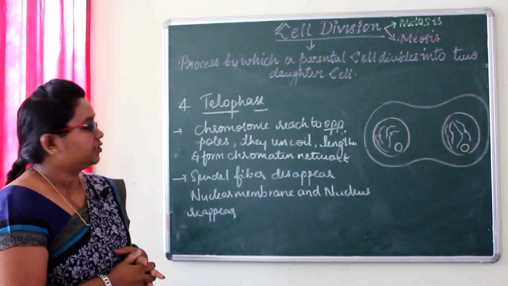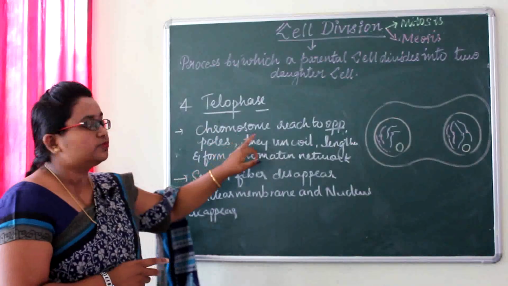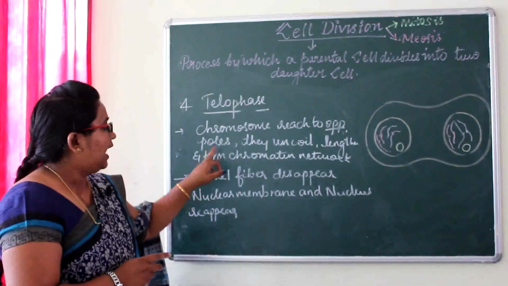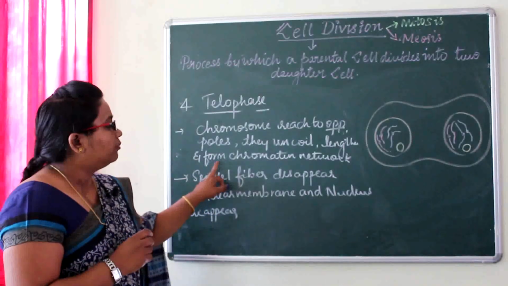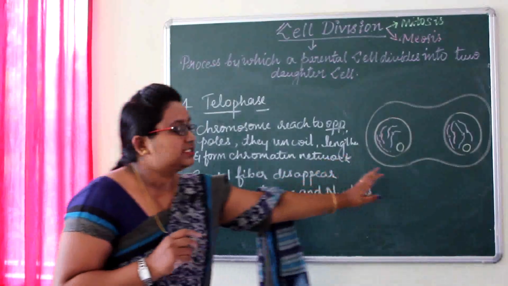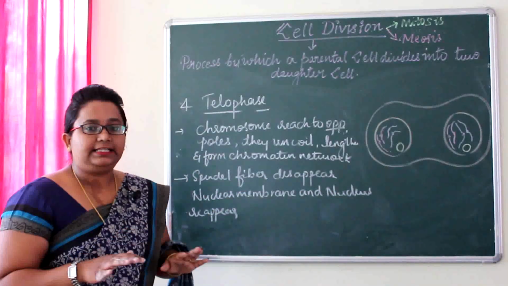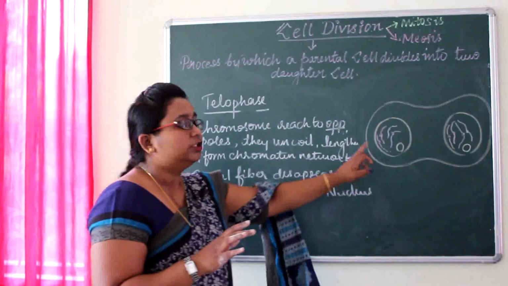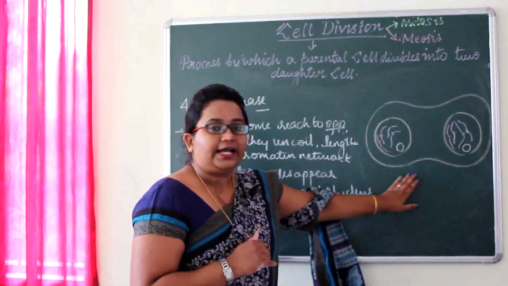Now we will see the last stage of the M phase, that is the telophase. Under this, the chromosomes reach the opposite poles, and they uncoil and lengthen, forming thread-like structures and chromatid networks, just like the interphase. The spindle fibers completely disappear, and here the nuclear membrane and nucleus reappear, and cytokinesis occurs.